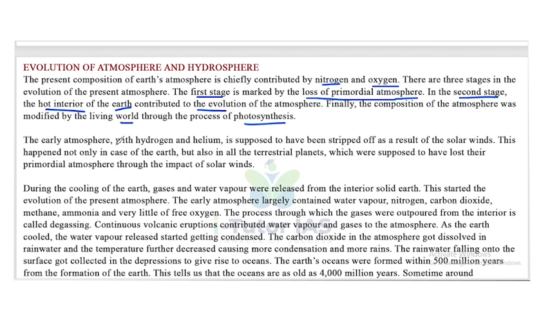The early atmosphere with hydrogen and helium is supposed to have been stripped off as a result of solar winds. This happened not only in the case of Earth, but also all the terrestrial planets, which were supposed to have lost their primordial atmosphere through the impacts of solar winds. The solar winds have a large impact on the formation of planets.